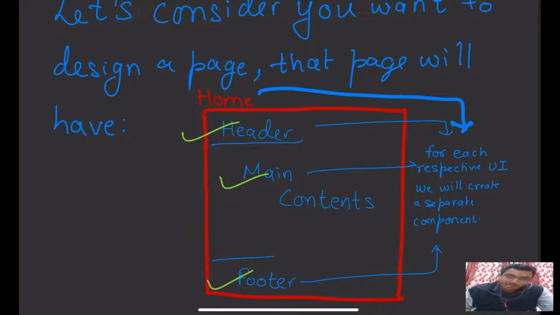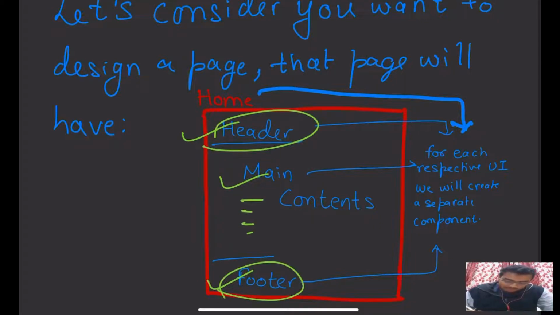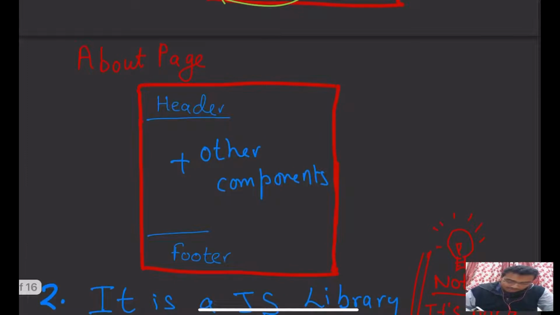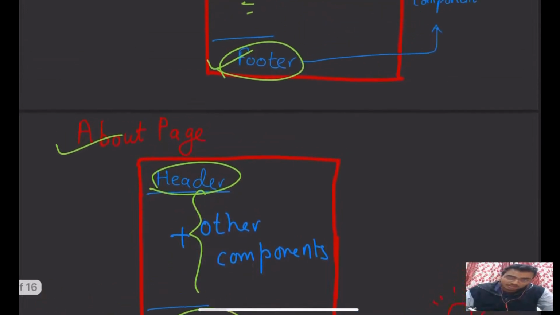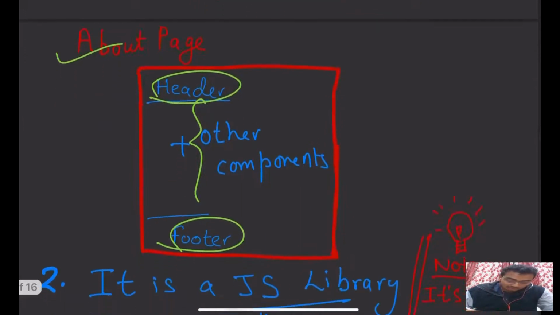Say an about page, and that about page has a header component, footer component, and some other components in between, something like this. So this is our about page. It has that header component, footer component, and some other components. So the header component we used in our home page as well. Footer was also used in the home page. Why should we create it again? So when you are designing such pages using React, you can reuse these components in your other pages. That is our first benefit.